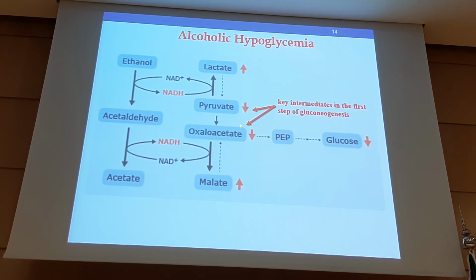Similarly, malate. What's the malate? Money officer. So if your oxaloacetate is low, malate is high because it's accumulating, because this is diverted for gluconeogenesis.